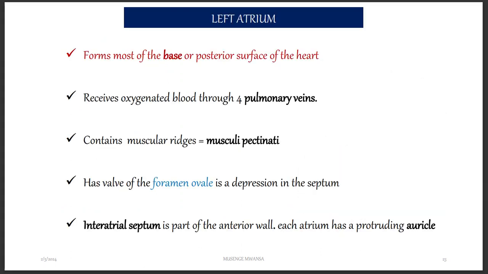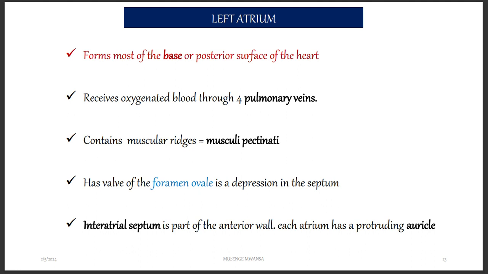And then the left atrium, we know that it is going to take blood that is coming from the lungs. It is going to receive four pulmonary veins also. Okay. It also has some roughenings, muscular ridges, which we call the musculi pectinati.